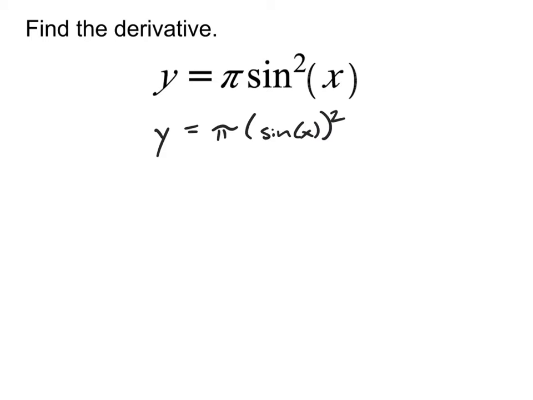But because that's what we're really dealing with, when I go to actually find the derivative of this, what I'm thinking of finding the derivative of is pi sine of x times sine of x. Because squaring something, of course, means multiplying it by itself. And so this is what we're going to find the derivative of. So please find the derivative now from there if you haven't yet.